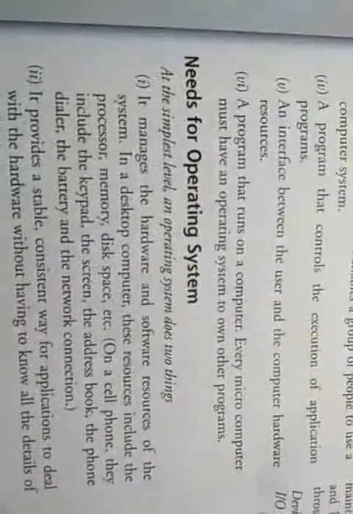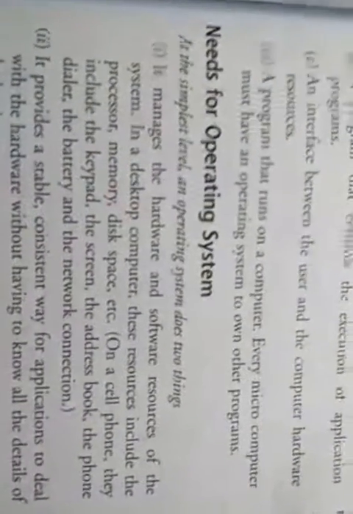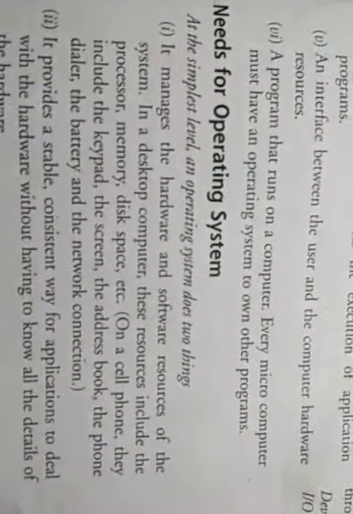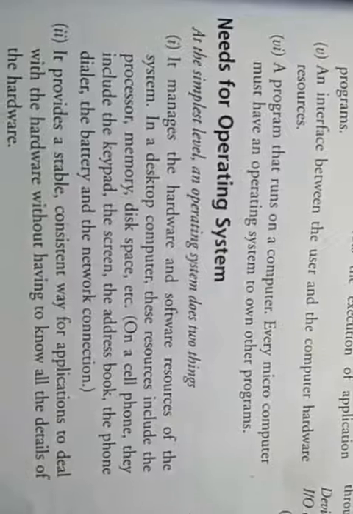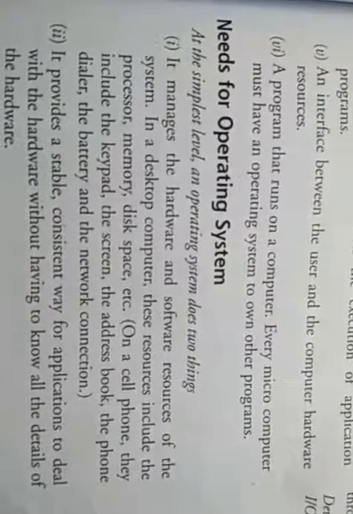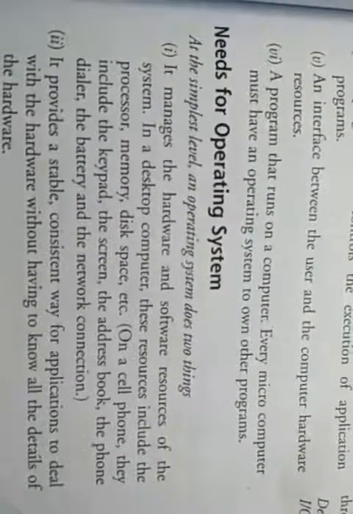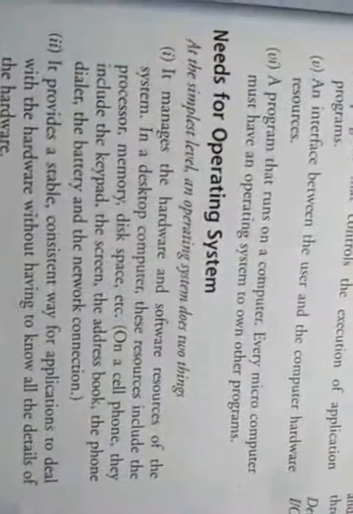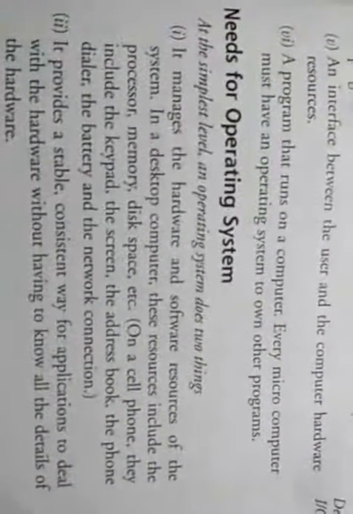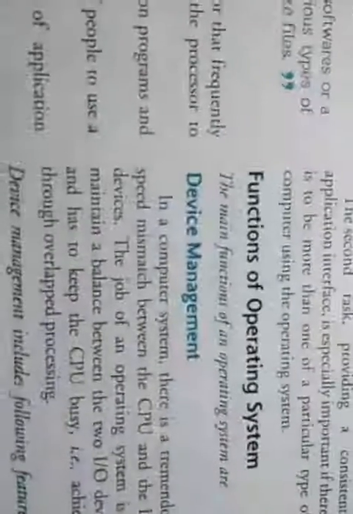So why do we require an operating system? The operating system is one of the important software in a computer. Without an operating system your system will not start. So we have at least one operating system in the computer, and more than one operating system can be possible inside a computer. So the main functions of the operating system, number first is the device management.